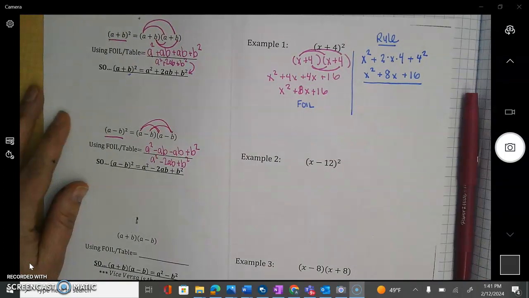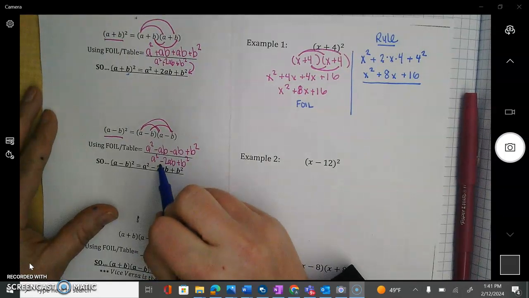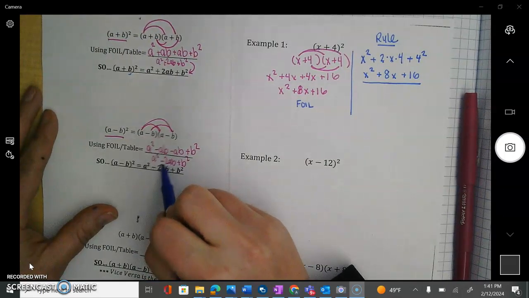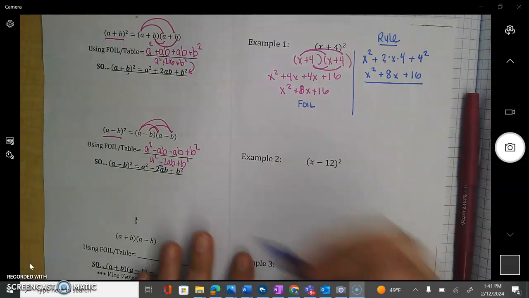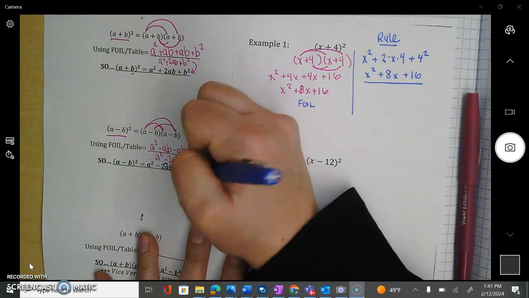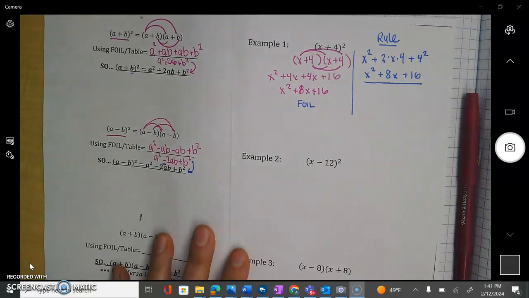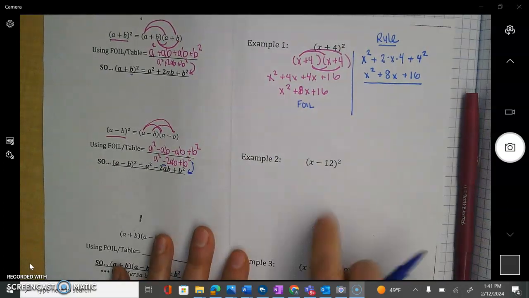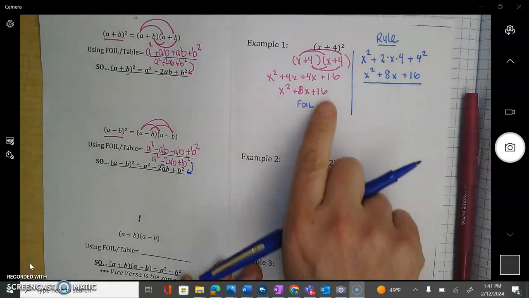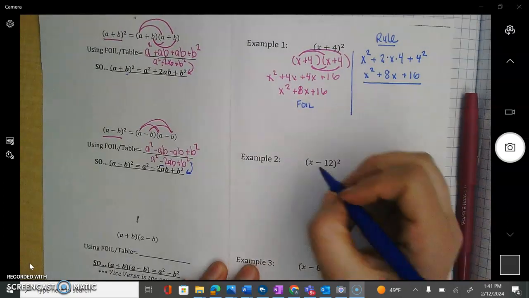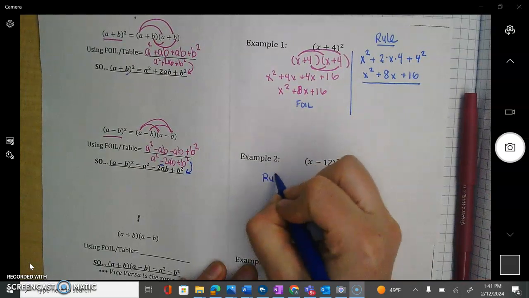So the only difference here is that instead of this being a plus, it's a minus, okay? So those are the only two things that you need to keep in mind. Notice it's exactly the same as the rule. So let's go ahead and look at this example. I'm not going to FOIL it out like we did before because I feel like you guys should know how to do that. We're just going to jump right into the rule.